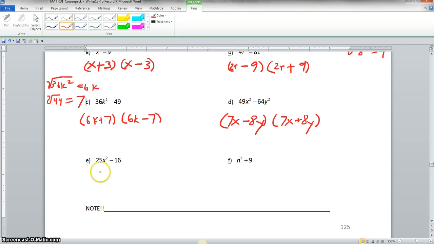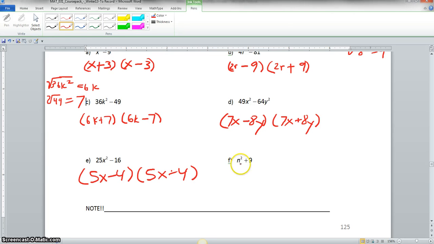Now we come down here to e. Now we know 25 is a perfect square, x squared is a perfect square, and 16 is a perfect square. So we know in one of our parentheses we have 5x minus 4. In the other parenthesis we have 5x plus 4.